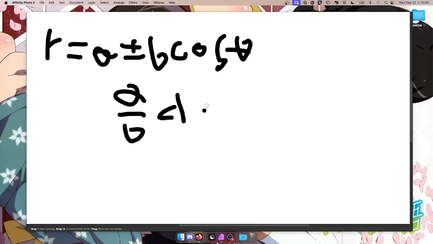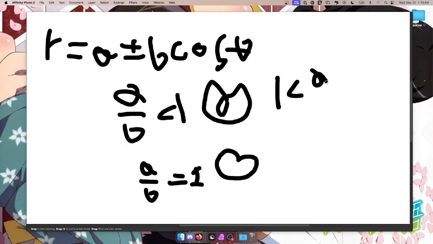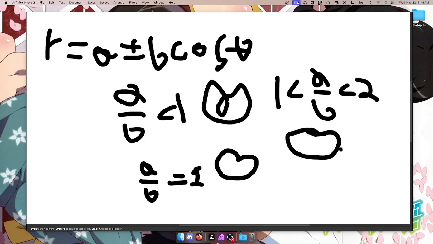We can determine what type of limaçon it is based on a over b. If a over b is less than 1, then it is an inner loop, which looks like that. And when a over b is equal to 1, it is a cardioid. And when a over b is between 1 and 2, it is a dimpled limaçon, which looks like that. And then when a over b is greater than 2, it is a convex limaçon.